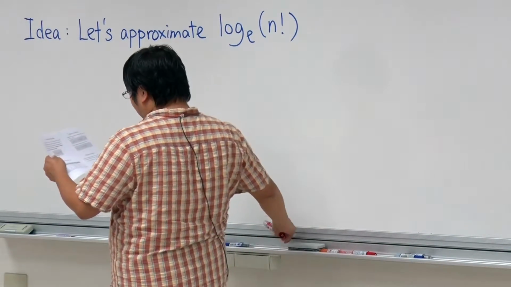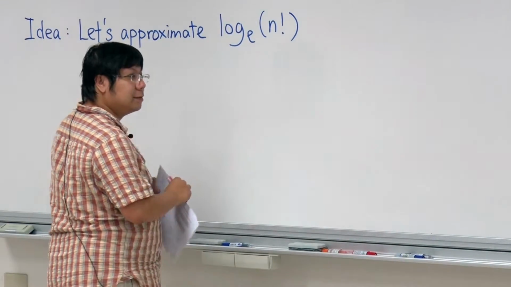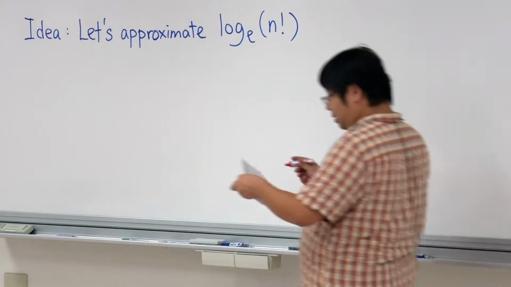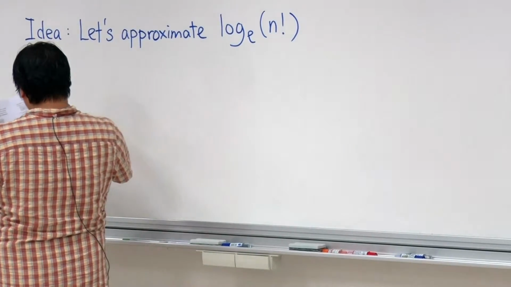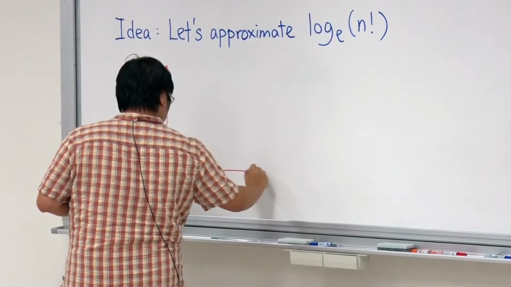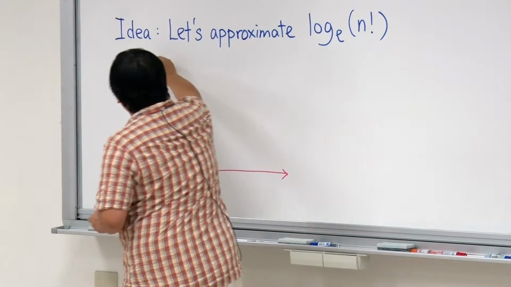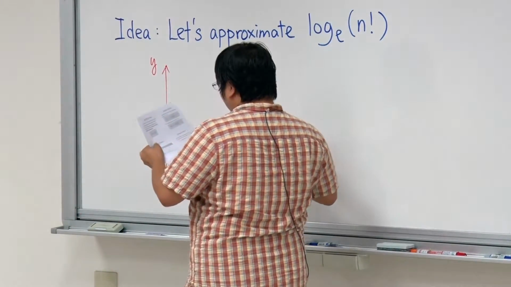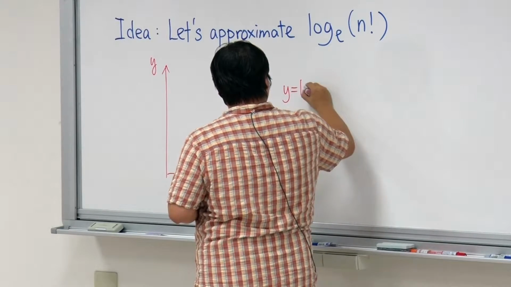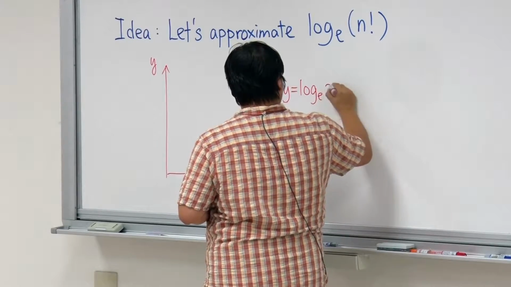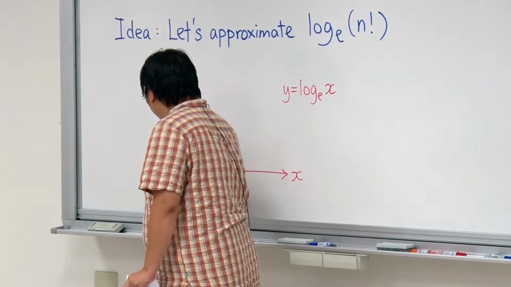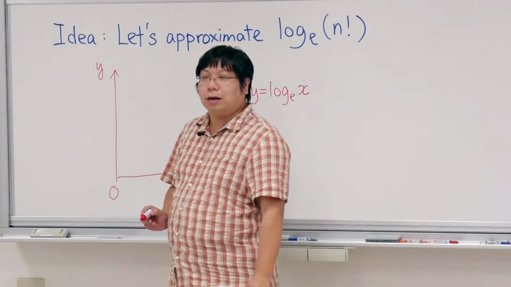Okay, and then let's look at this curve. Let's look at the curve y equals log x. So how does the curve look like? This is 0, right? So how does the curve look like?